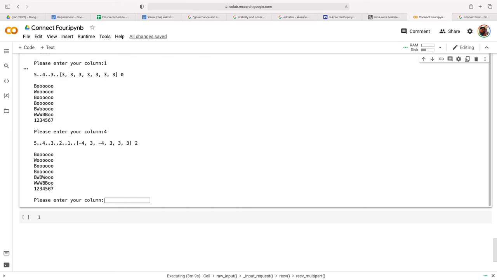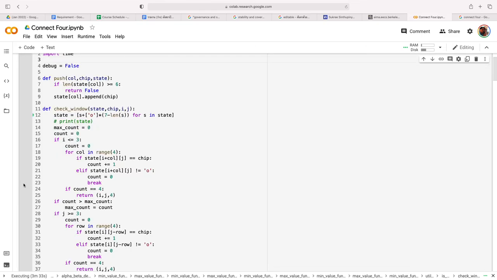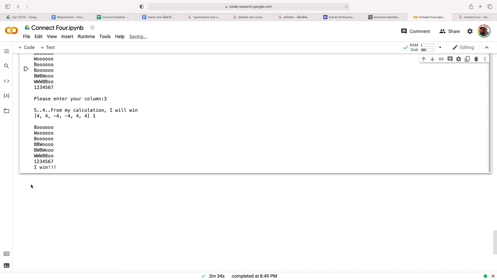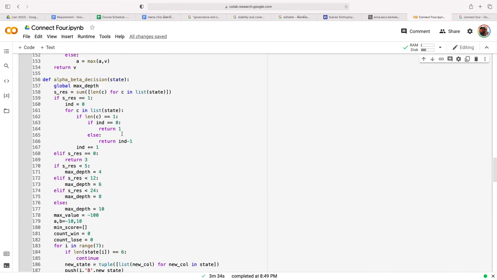So we have to place at column 2 here. Column 2 of the computer means column 3. If I choose to play here, what happened? Or if you want the computer to win, you can try, you can push 3. And then let's see. Yes, it wins. So this is the row here, 4 in a row already.